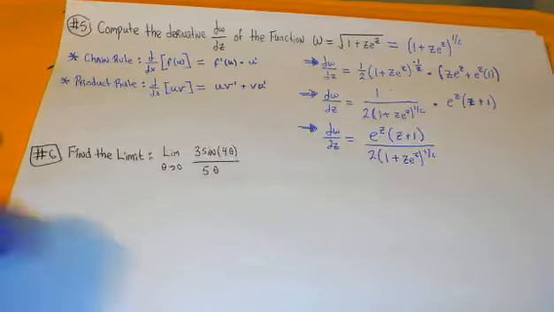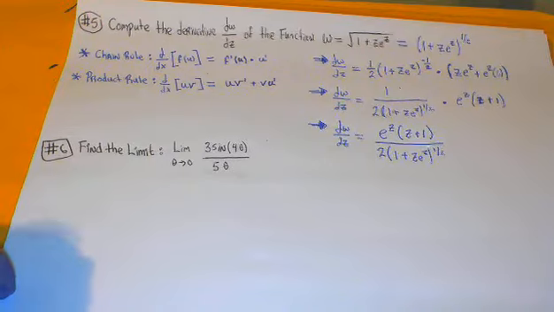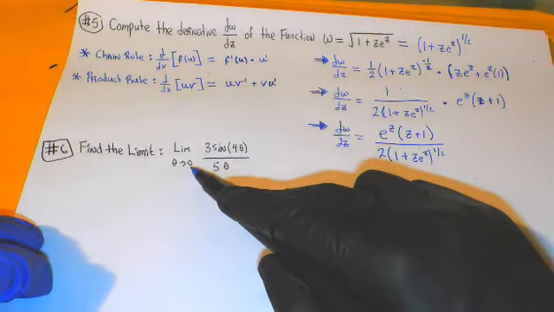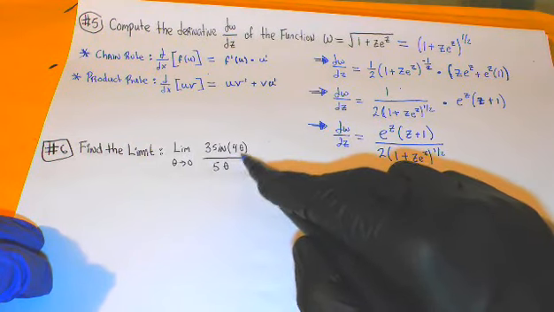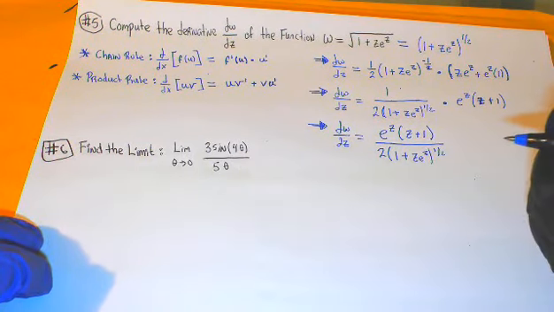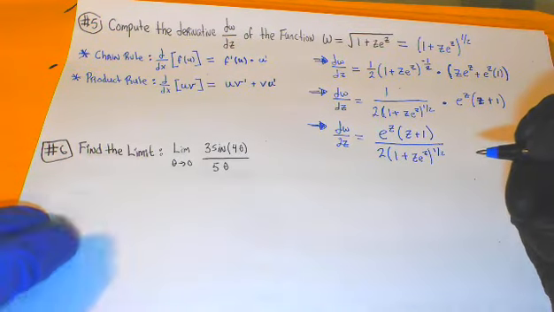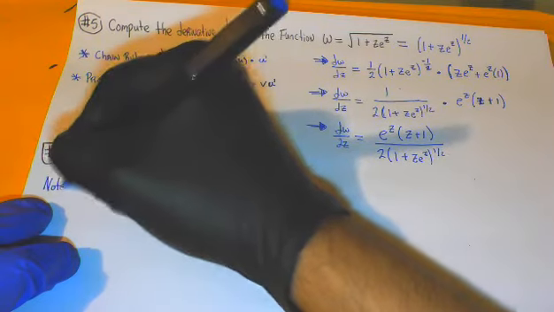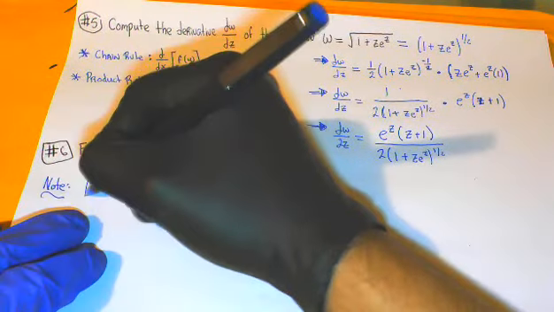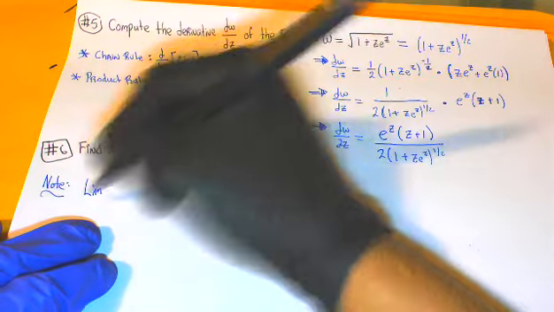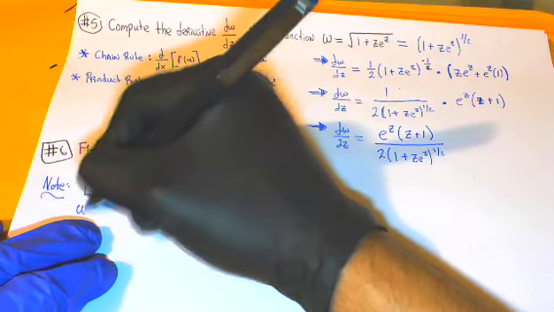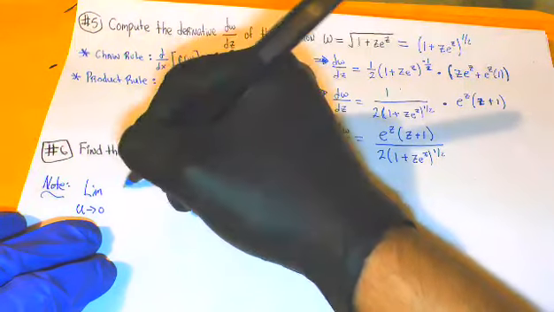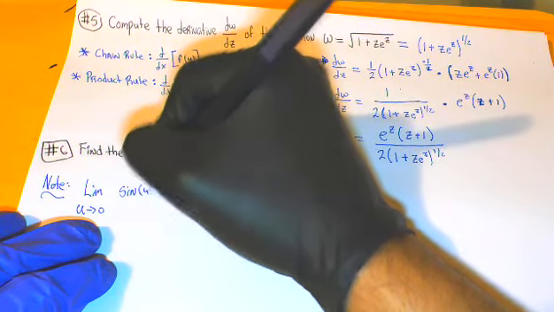Alright, let's look at problem number 6. Number 6 states: find the limit as theta approaches 0 of 3 sine of 4 theta over 5 theta. So one thing to make a note of is that I want to use our special limit. So note, if you have the limit as, let's say, instead of theta, let's use u. If I have u approaches 0 of sine of u over u, right?